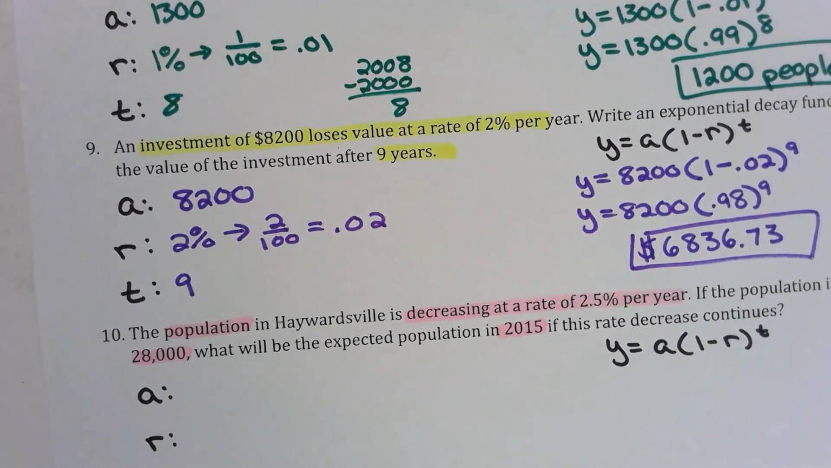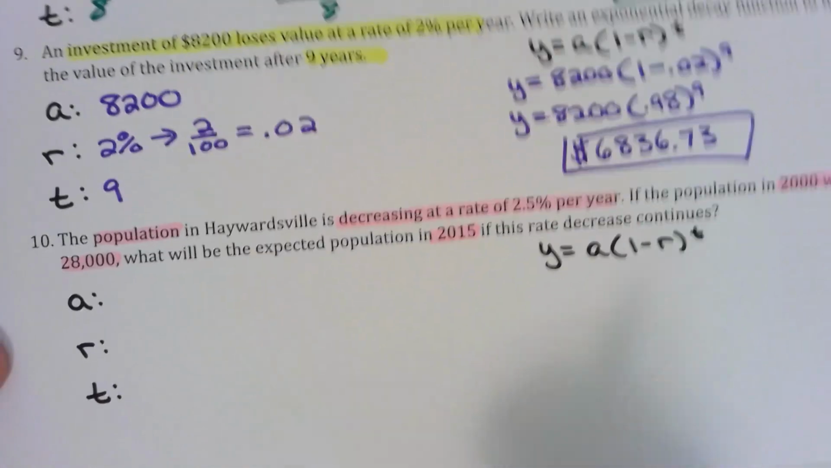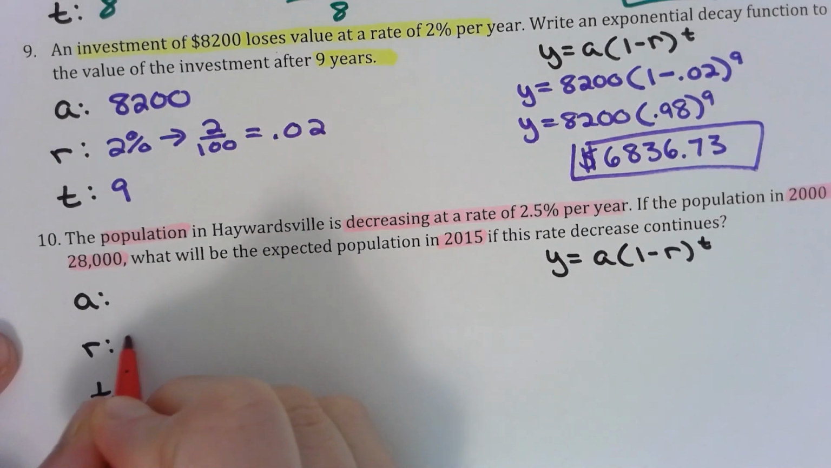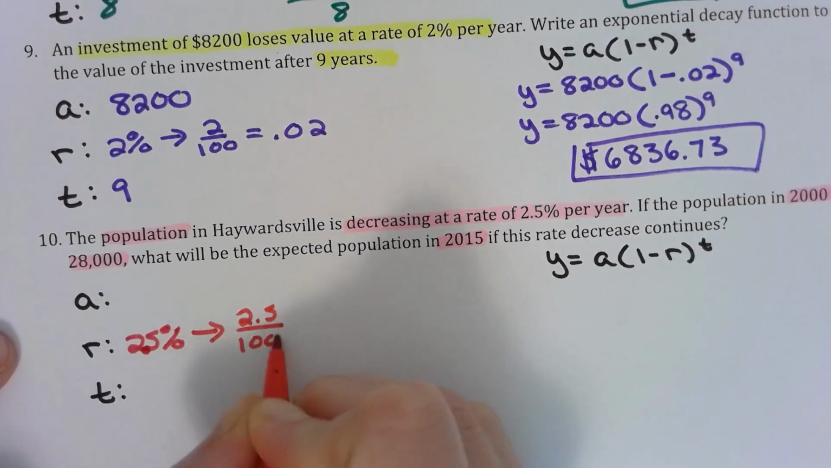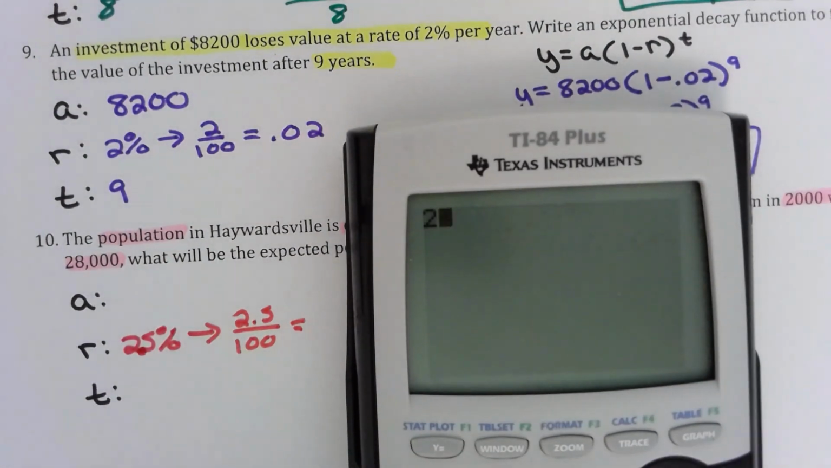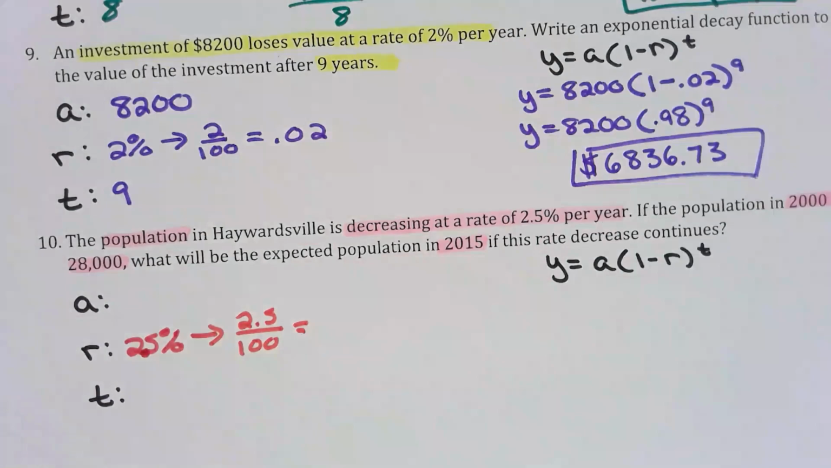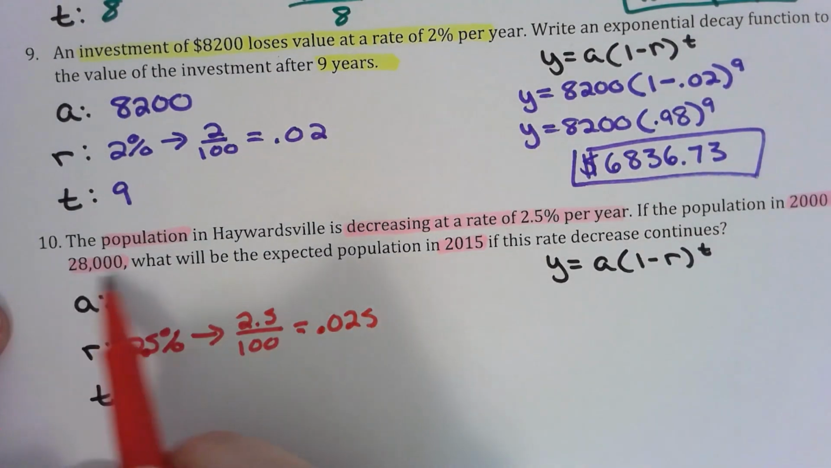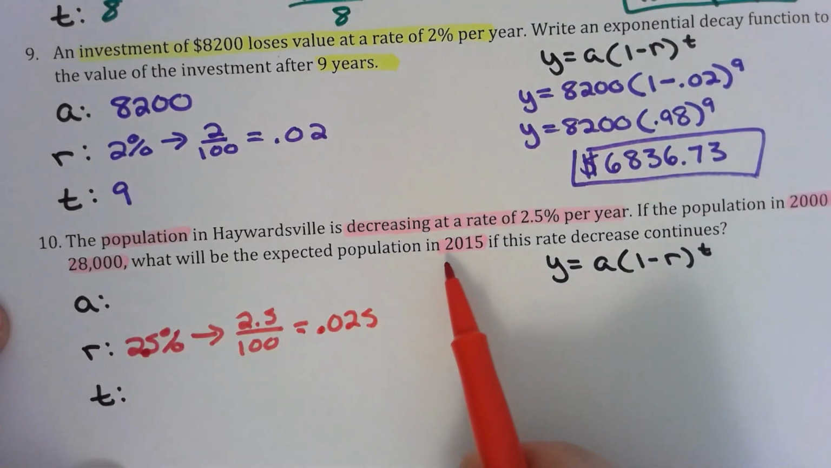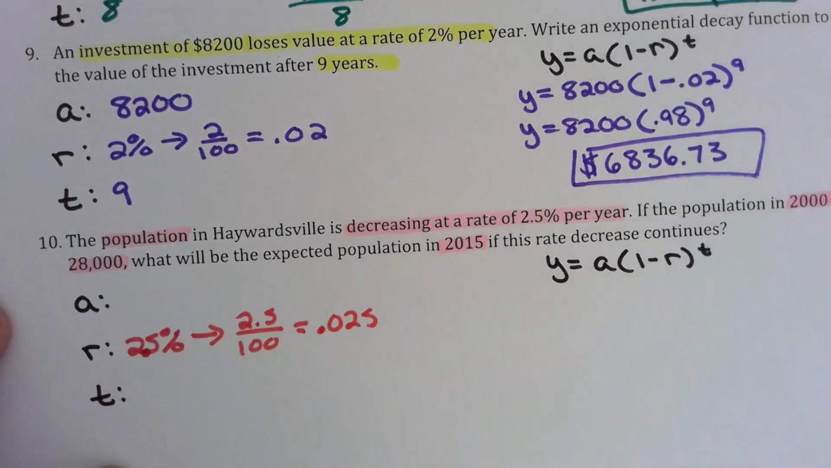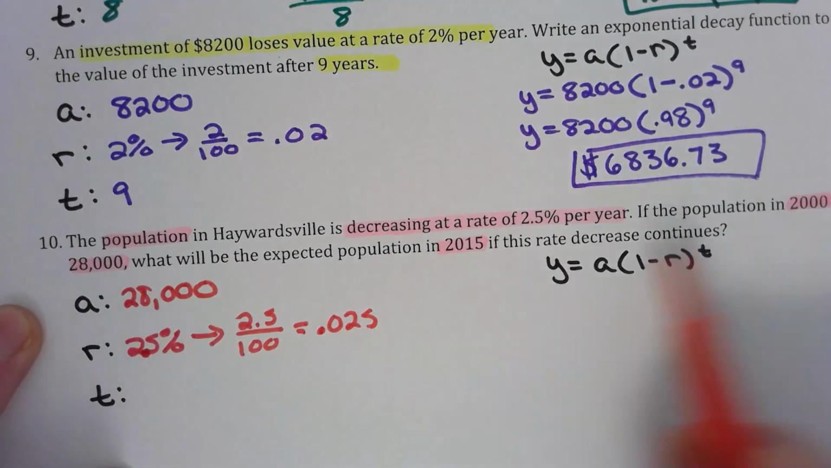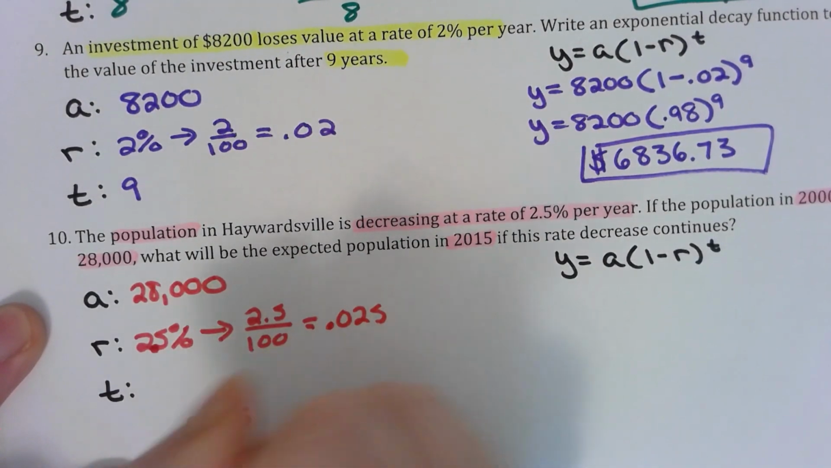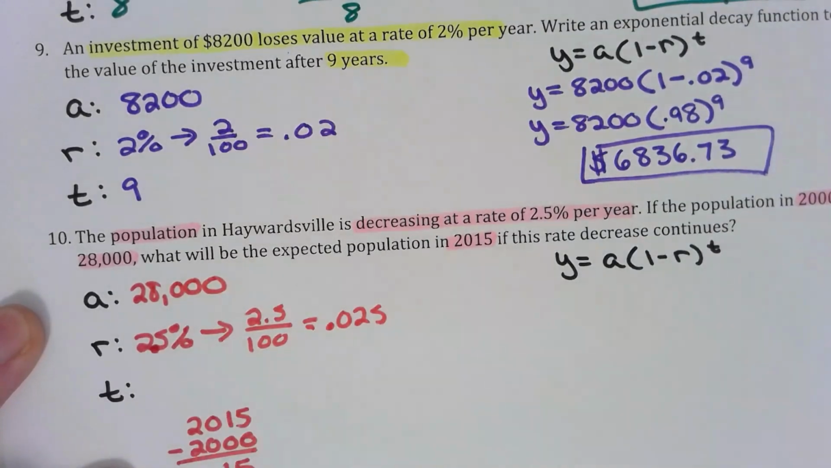Last one, number 10. The population of Haywardsville is decreasing at a rate of 2.5% per year. So I've got 2.5%, which is going to be 2.5 divided by 100. And be very careful because when there's already decimals in there, that's when people start messing up. It's 0.025. Now they said if the population in 2000 was 28,000, what will be the expected population in 2015 if this rate of decrease continues? So the original amount of population was 28,000. Now we've got to go from the year 2000 to 2015, so you're just figuring out how many years have gone by, which would be 15 years.